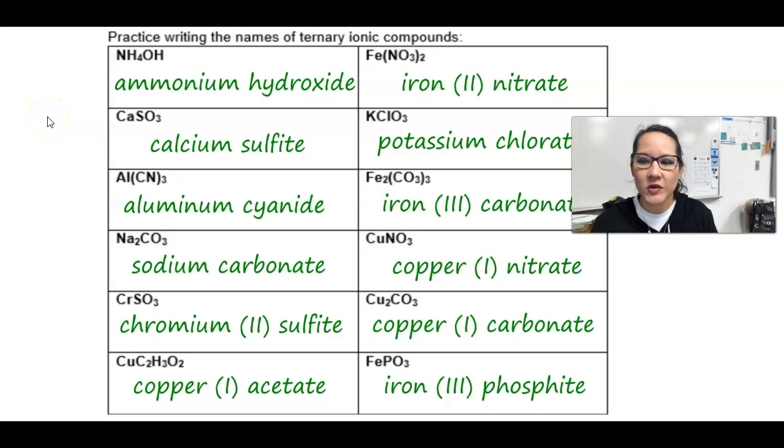For the final answers, you can check them. Pay close attention to when there is a Roman numeral and when there is not. Also notice that all of the names only have 2 parts, the cation and the anion.